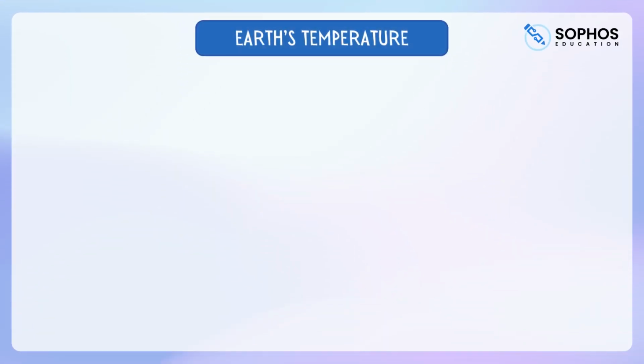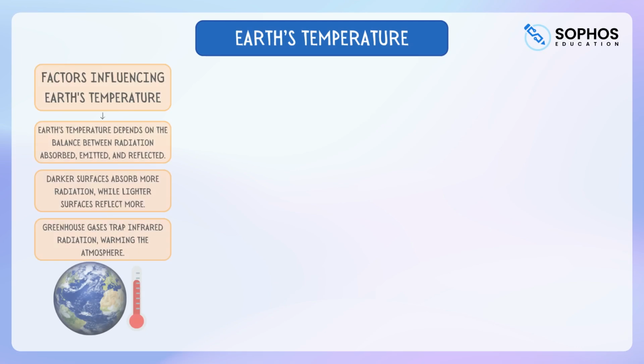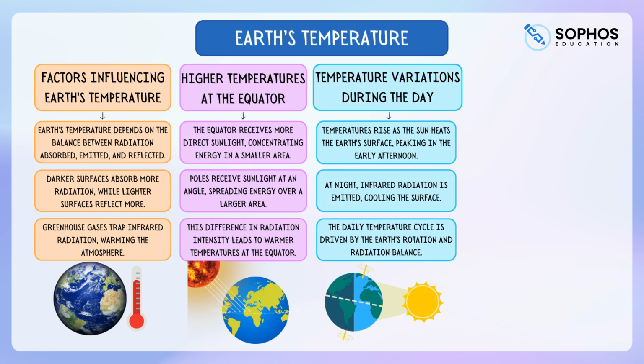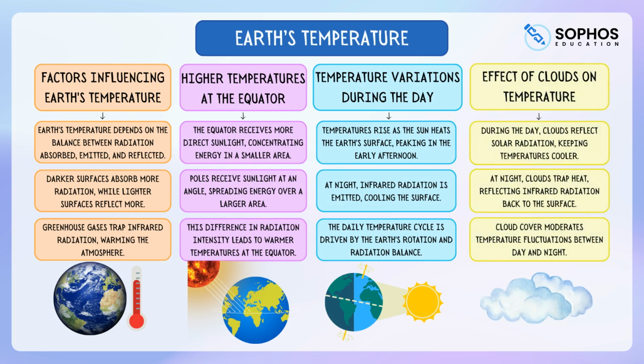To sum up, the Earth's temperature is governed by the rates at which it absorbs, emits, and reflects radiation. The balance between incoming solar radiation and outgoing infrared radiation is crucial. This explains why there are higher temperatures at the equator and during the day. Factors like cloud cover, surface type, and greenhouse gas concentrations can significantly alter this balance, affecting both global and local temperatures. Understanding these concepts helps us explain daily temperature variations and the broader implications for climate and weather.